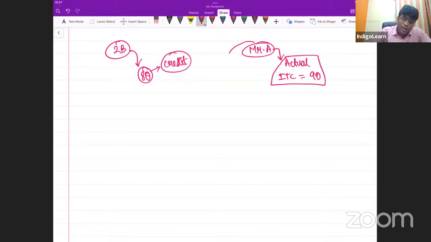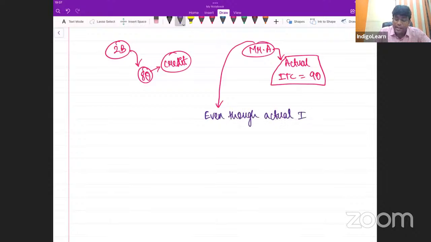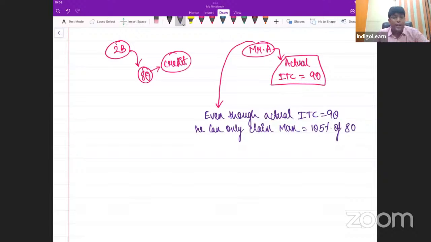That's the point. So, what they told in the law is that for Mr. A, I repeat, guys, listen carefully. Even though actual ITC is 90 for Mr. A, he can only claim maximum 105% of credit reflecting in 2B, that is 80. 105% of 80 is 84. So even though his actual credit is 90, what he can claim is only 84. That's all. Even though 10 is not reflecting, he can't claim that 10. He may claim only 4, which is 5% of credit reflecting in GSTR 2B. So what he can claim is only 84.